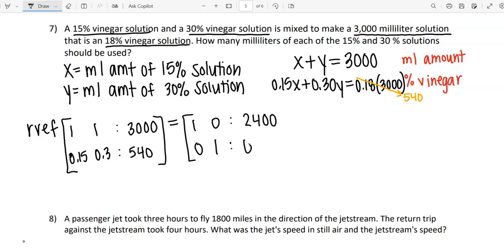2,400, 0, 1, 600. Yes? 2,400 what? Milliliters of 15% solution.